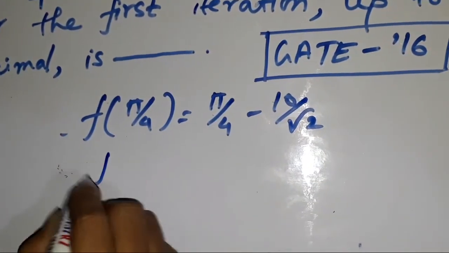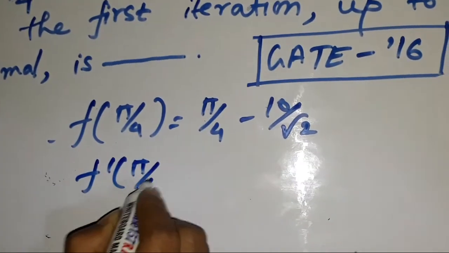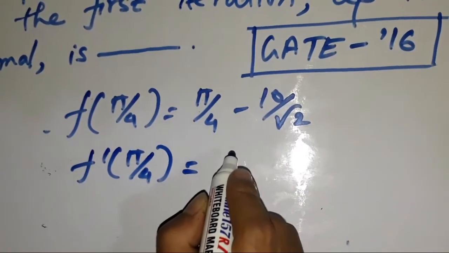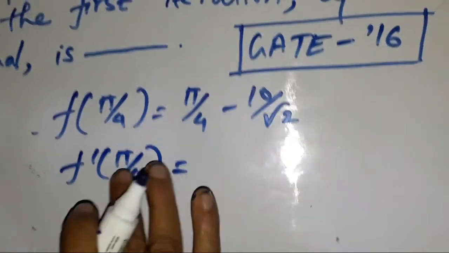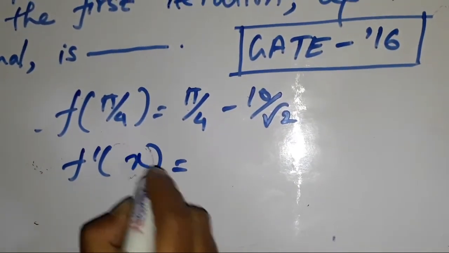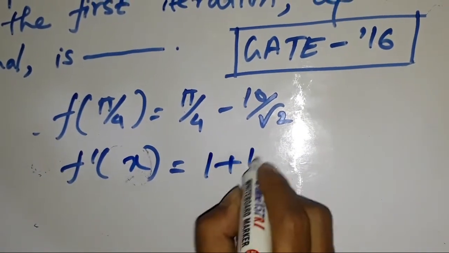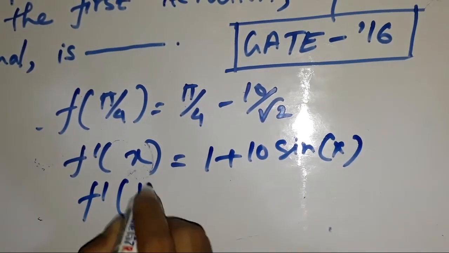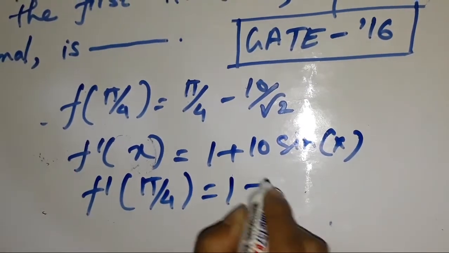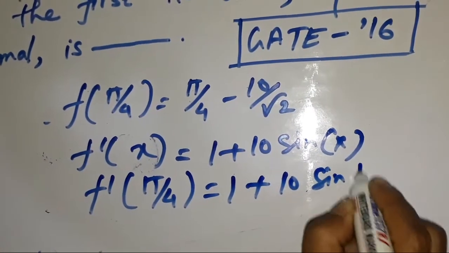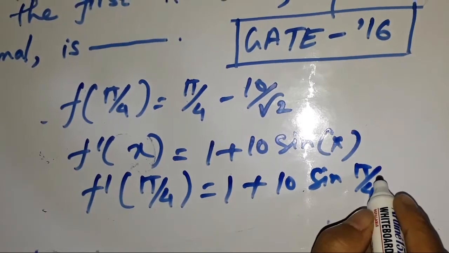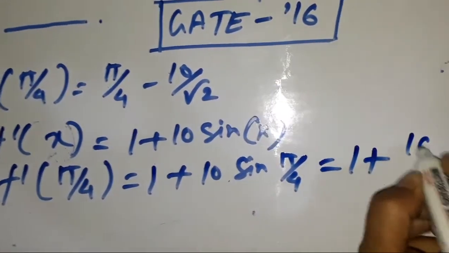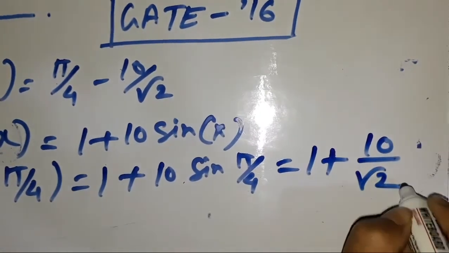And f dash pi by 4 means f dash x equal to how much? 1 plus 10 sin x. So f dash pi by 4 equal to 1 plus 10 sin pi by 4. The value of sin pi by 4 is 1 by root 2. So this value is 1 plus 10 by root 2.